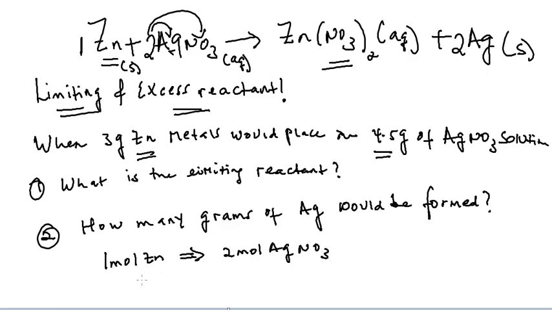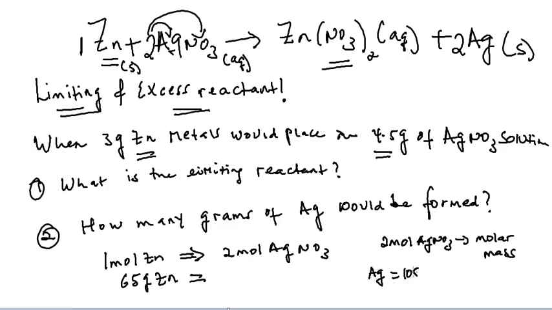So 1 mole of zinc in terms of molar mass would be about 65 grams of zinc. You would get this value from the periodic table. So 65 grams of zinc would react with 2 moles of silver nitrate. When we want to change 2 moles of silver nitrate into molar mass, we have to find the individual weights of silver, nitrogen, and oxygen. Silver has 108 grams, nitrogen has 14 grams, and oxygen has 16 grams.